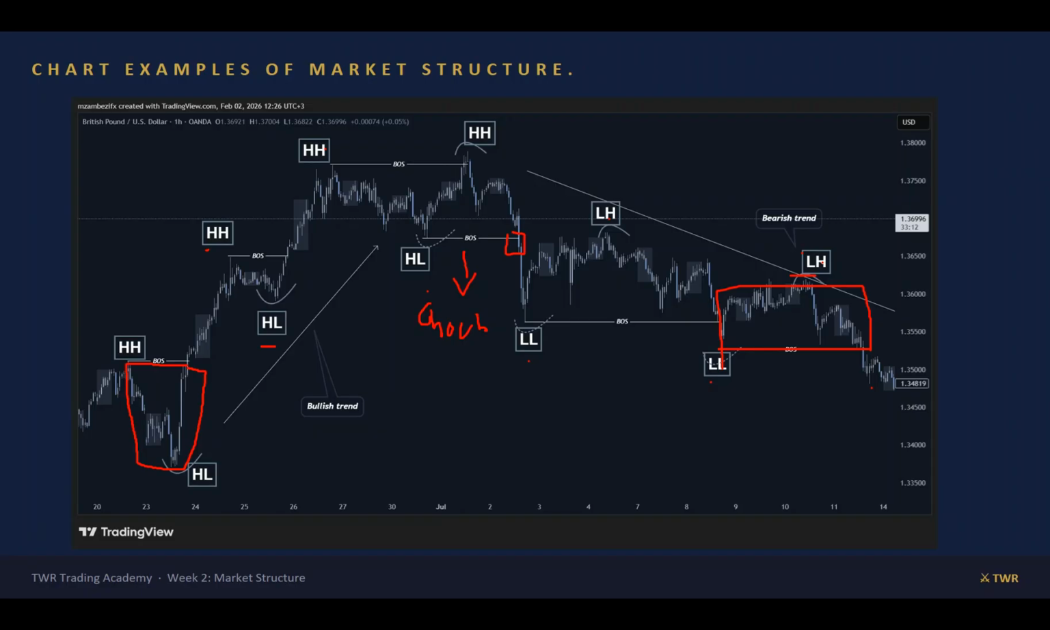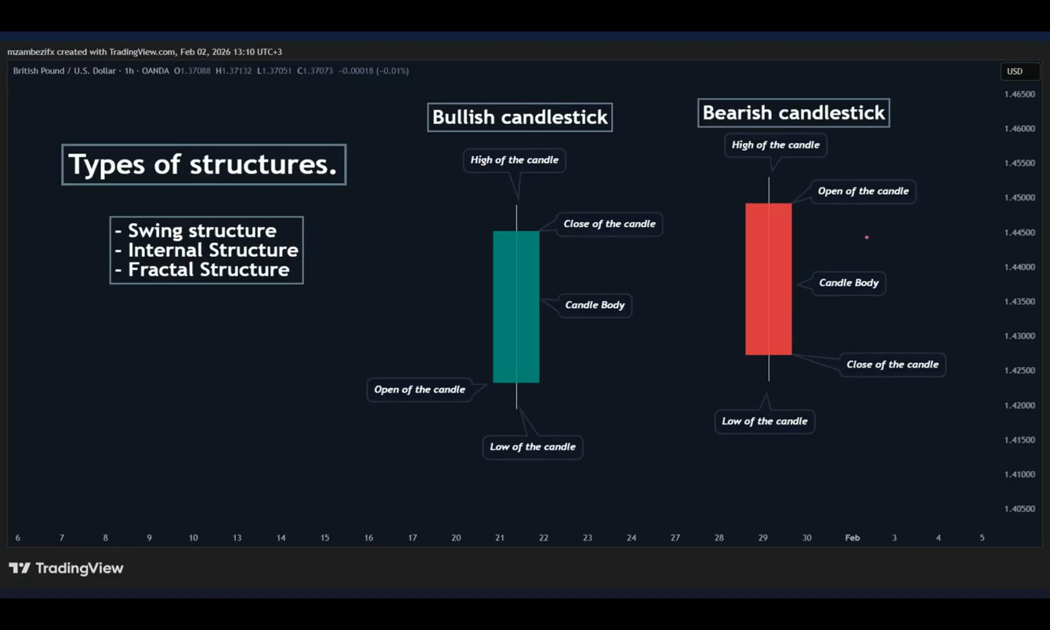Now I want us to talk about candle body close. Types of structures. Candle body close. For a bullish candlestick, price opens lower at this point. This is the opening of the candle. The highest point price reached is this point. The lowest price reached is this point, and where price closed is at this point. Now this one is what is known as the candle body, and these are what are known as the wicks of the candle.